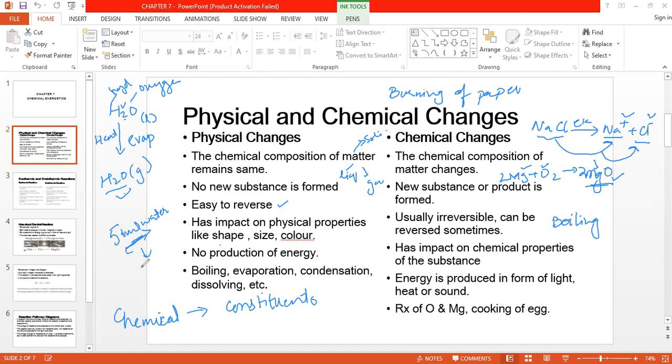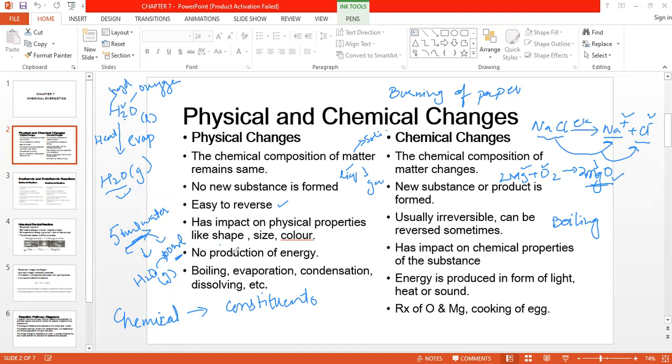Now if it converts into gaseous water, and I add this gaseous state of water into a 100 ml container, then it will occupy all 100 ml, because you know that a gas occupies all the space available. So now the volume changes from 50 to 100. So as a result of a physical change, there is a possibility that a change in shape, size, or color might occur.